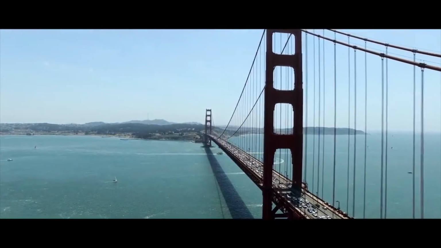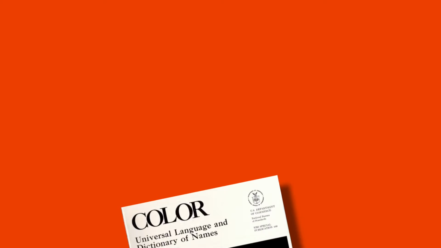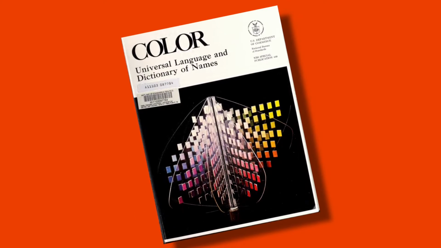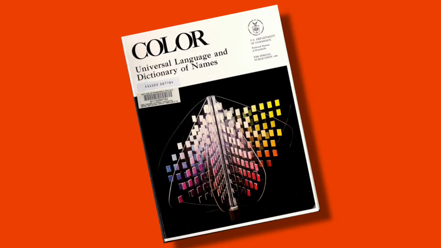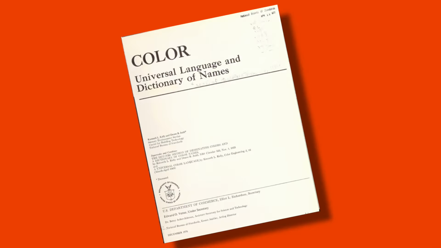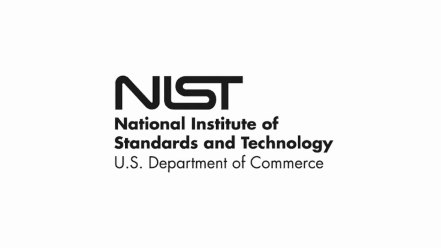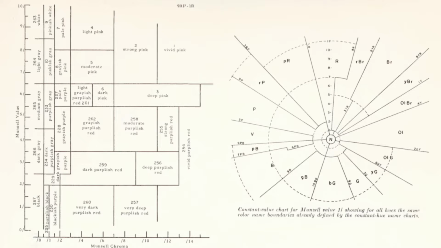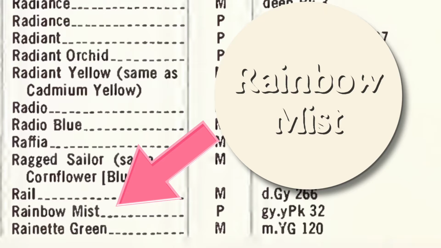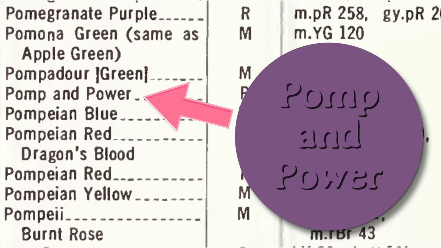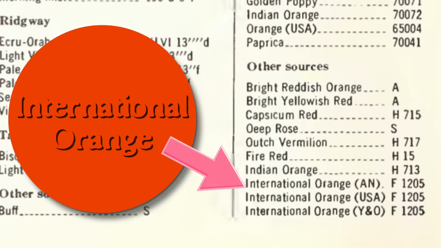But how is the colour named? Bear with me for a quick dip into the deep ocean that is colour, the universal language and dictionary of names, one of the seminal documents on descriptive colour names, at least in English. This tome, published by the excitingly named Sensory Environment section of the US National Bureau of Standards, seeks to classify colours as well as collecting their common names into a dictionary. In it are such gems as rainbow mist, pomp and power, and of course our new friend, International Orange.